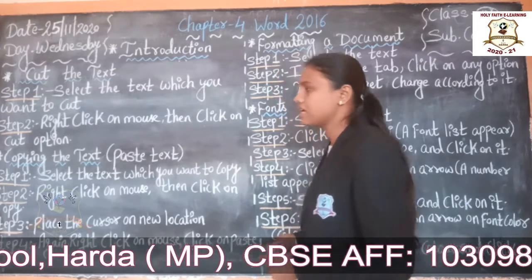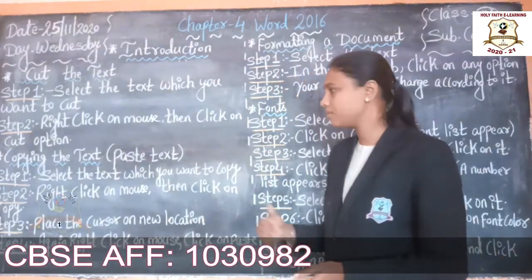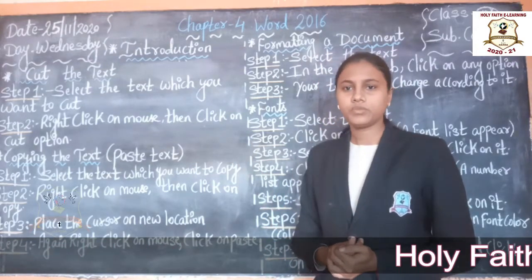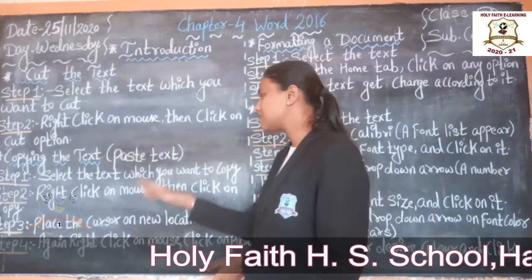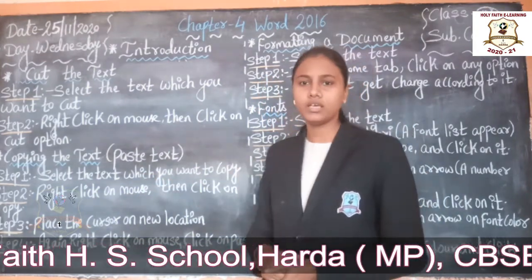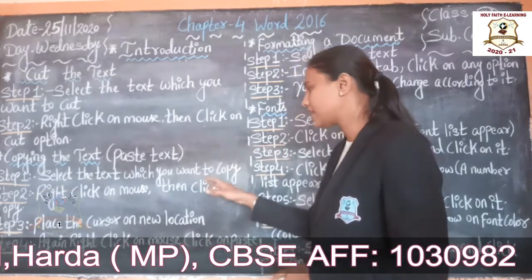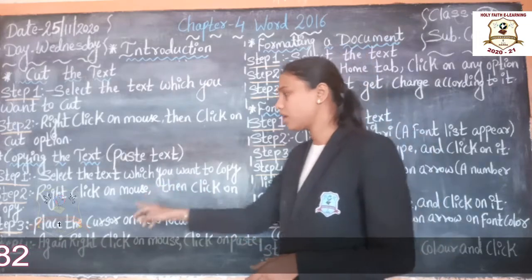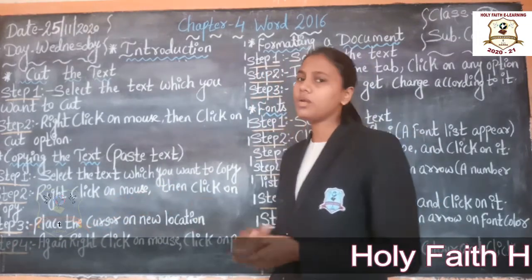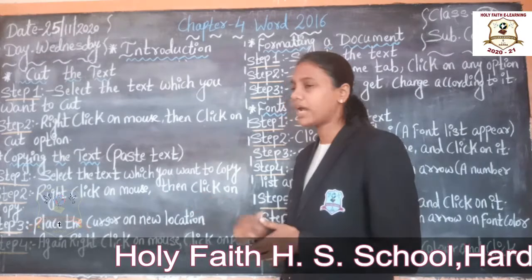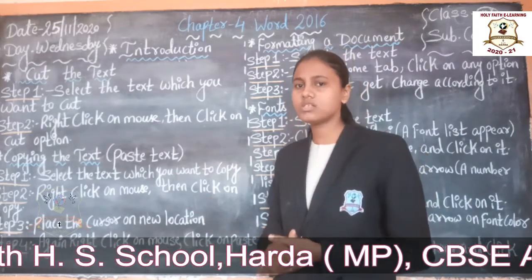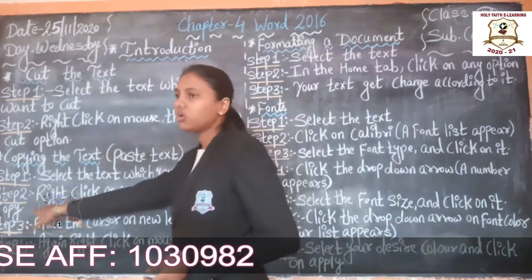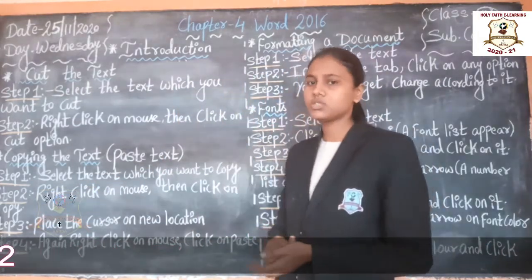Now next we will see how to copy the text. It means how to copy and paste the text from one place to another. For that also, the first step is to select the text which you want to copy. After selecting the text, in the second step, right click on the mouse. When you right click, one dialog box appears on the screen. In that you will get the option of copy. You have to click on that option copy.